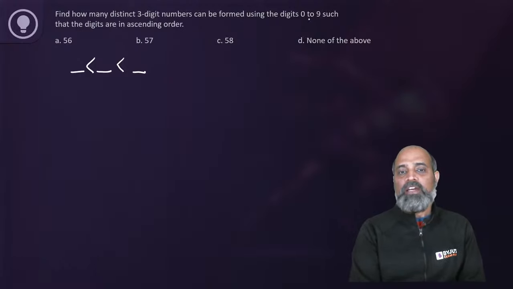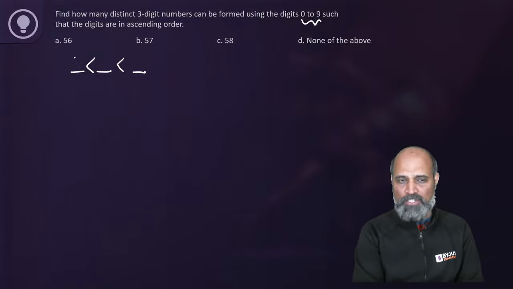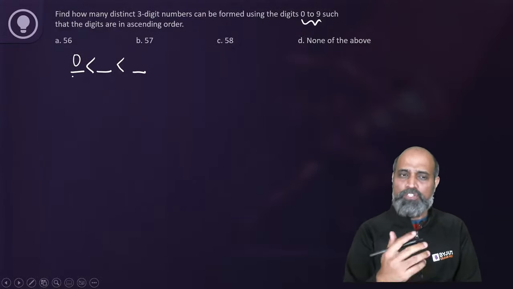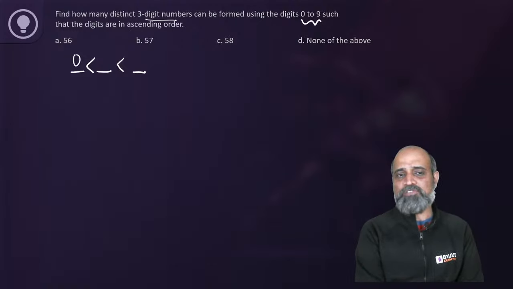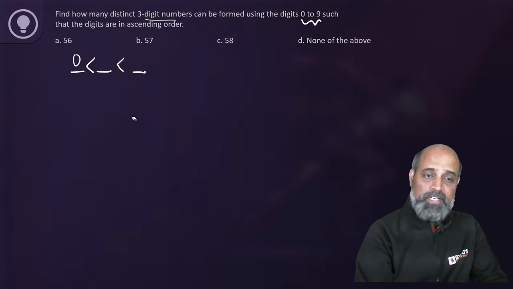Now we have 10 digits here, 0, 1, 2, 3 up to 9. Can we have 0 here? No, 0 can't come here. If 0 is going to be here, you can't have a 3-digit number. So we can't take 0, right?